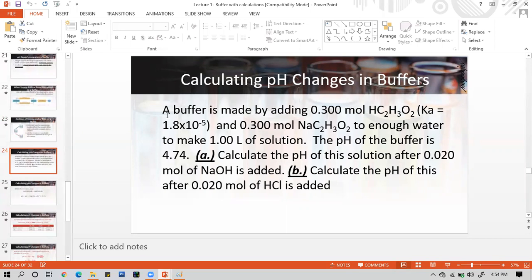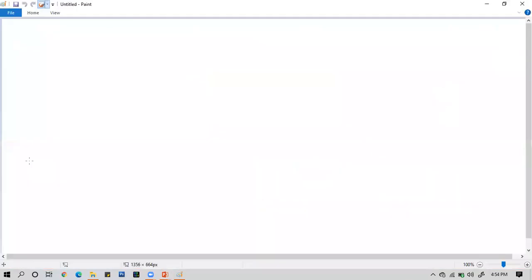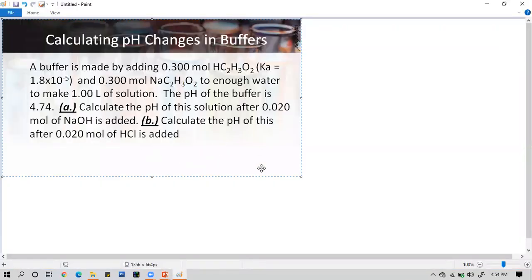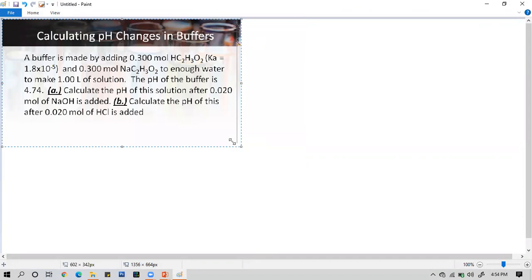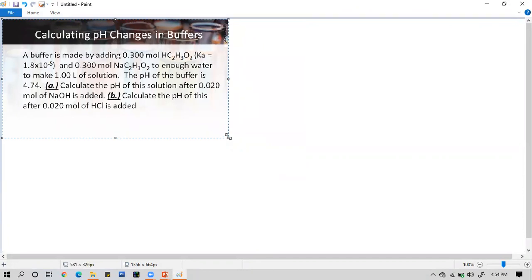Okay, sabi dito sa may problem na to, which is slide number 24, PowerPoint number 2, a buffer is made by adding 0.3 moles of HC2H3O2, which has a Ka value of 1.8 times 10 raised to negative 5, and 0.3 mole of sodium C2H3O2, to enough water to make 1 liter of solution. Now, ang pH daw niya is 4.74. Now, for our problem here, calculate the pH of this solution after 0.02 mole is added.